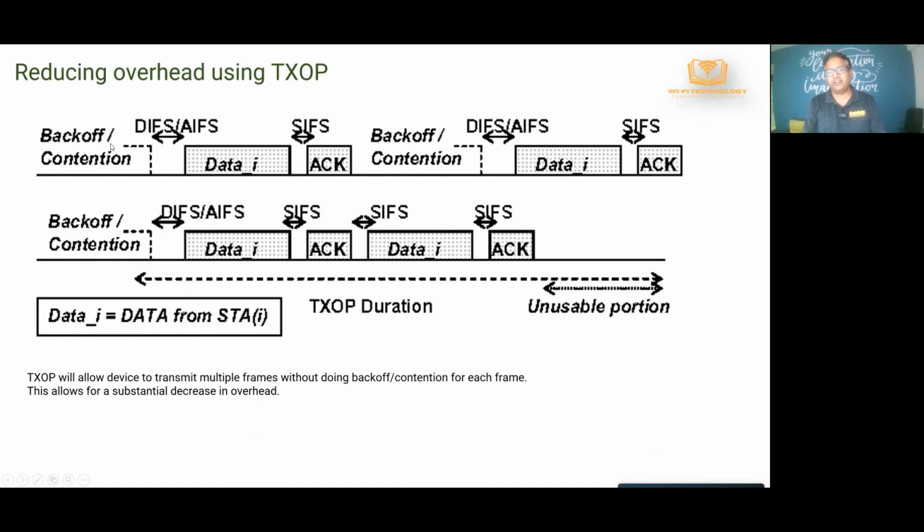That's the traditional method. In the TXOP transmission burst method, you only contend once. You contend for the medium, you win access to the medium, and now you send bursts of data frames. You send a data frame and you wait, and the receiver will wait for a short interframe space.